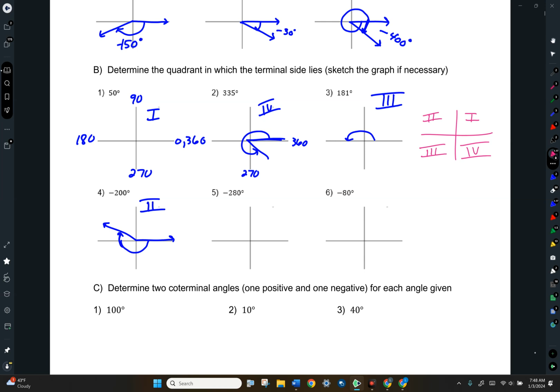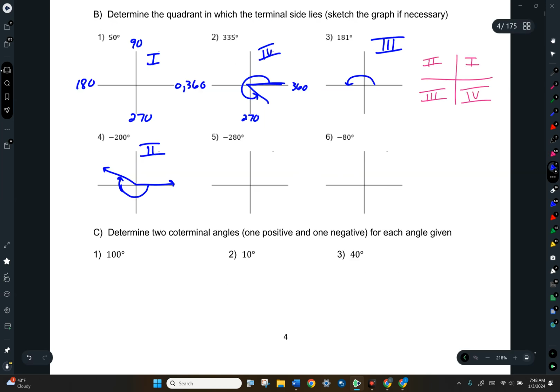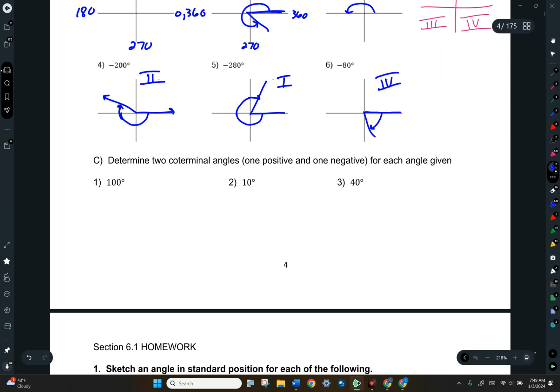Okay, what about number 5 if I have a negative 280? So here's where I'm starting. So negative 180. Remember, if I go all the way up to here, I'm at negative 270, and then I need to just go another 10. So I'm going to actually land in the first quadrant. Negative 80 means I'm not going to quite go down there to the y-axis, so I'm just going to fall short, and so I'm in the fourth quadrant.